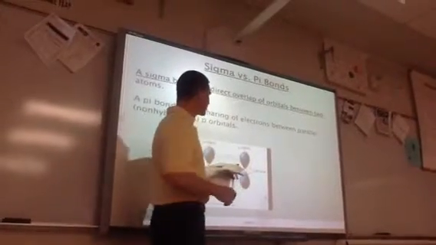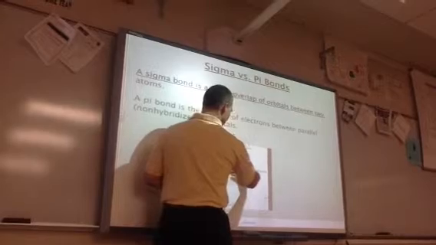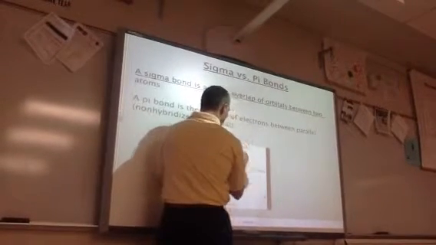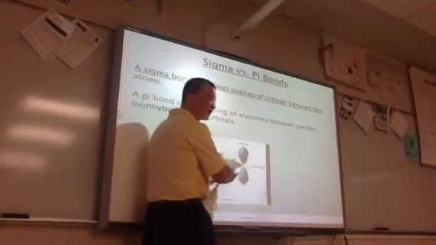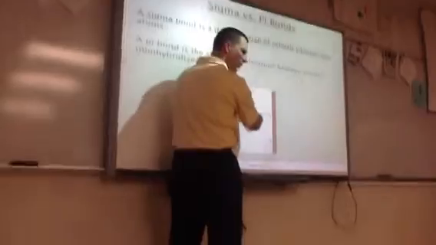A sigma bond is this green region right in here. This is where you have this carbon with an unpaired electron and this carbon with an unpaired electron. They overlap. And where they overlap, that's where the 2 electrons are shared. The sigma bond is always an overlap of orbitals.